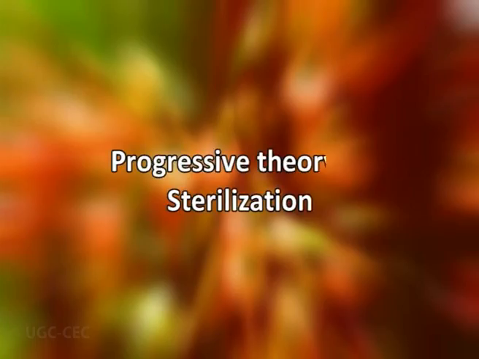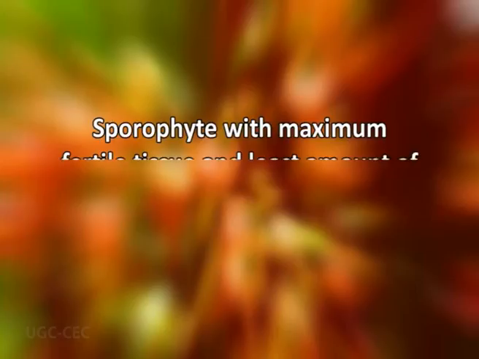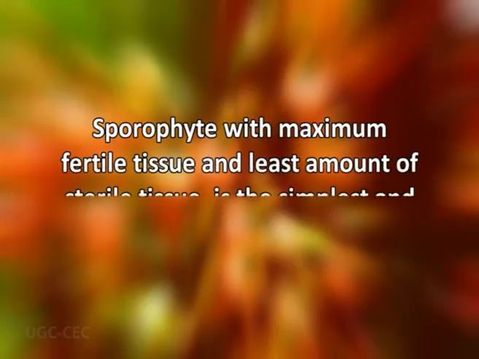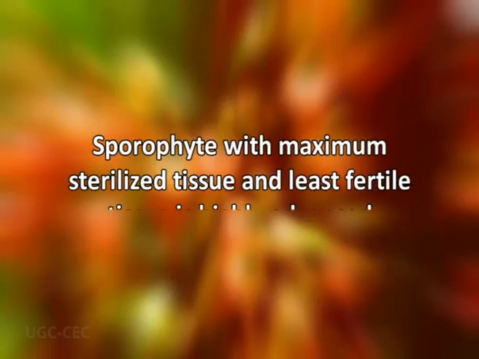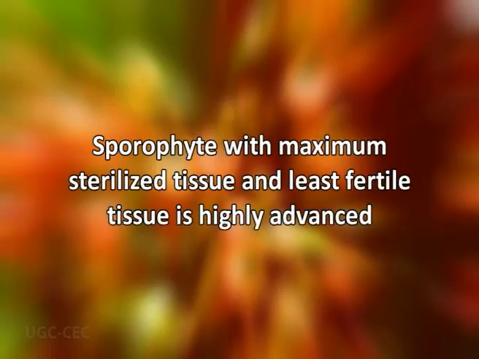The first theory, which explains the evolution of sporophyte in bryophytes, is the progressive theory of sterilization. According to this theory, a sporophyte with maximum fertile tissue and least amount of sterile tissue is the simplest and most primitive, while the sporophyte with maximum sterilized tissue and least fertile tissue is highly advanced.